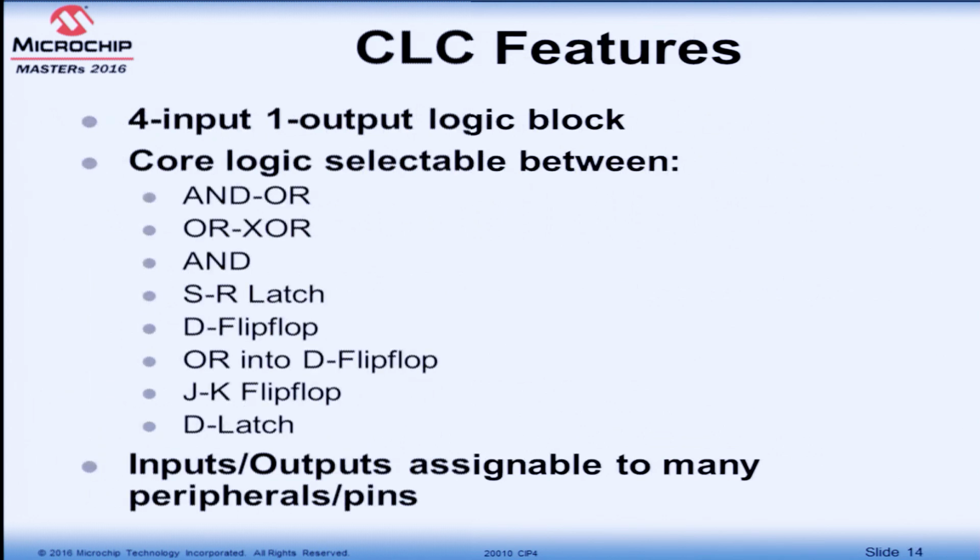So what do we have exactly? For the CLC, we have a 4-input, 1-output logic block. And when we say logic block, we specifically mean one of those 8. You have AND-OR gate, XOR, AND gate. You have SR latches and D latches. You have JK flip-flop, and D flip-flop. All the inputs and outputs assignment on the CLC can be assigned to many of the peripherals internally, and of course, externally on the pin.